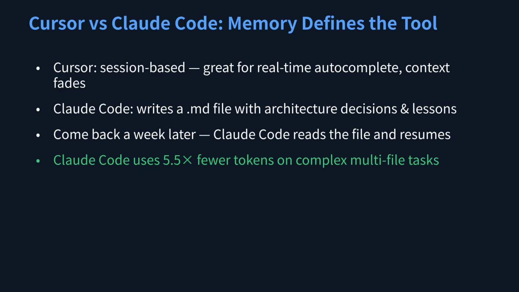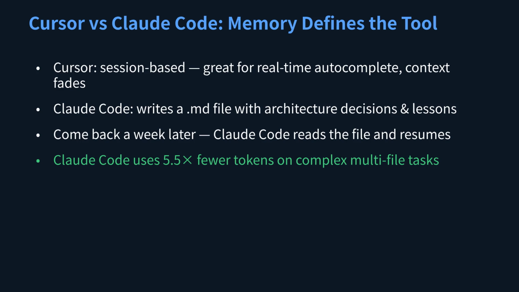In the developer world, Cursor and Claude Code show how memory architecture choices lead to completely different kinds of tools. Cursor is session-based, excellent for real-time autocomplete and quick edits, but context fades as conversations grow long. Claude Code works differently. It creates a physical markdown file directly in your project directory that stores architecture decisions, coding conventions, and lessons learned across sessions. Come back a week later, and Claude Code reads that file and picks up exactly where you left off.